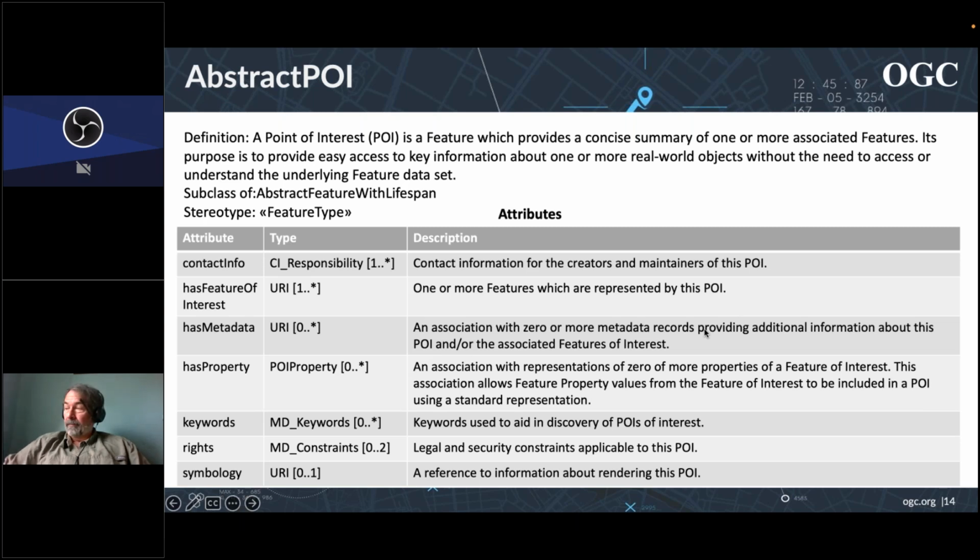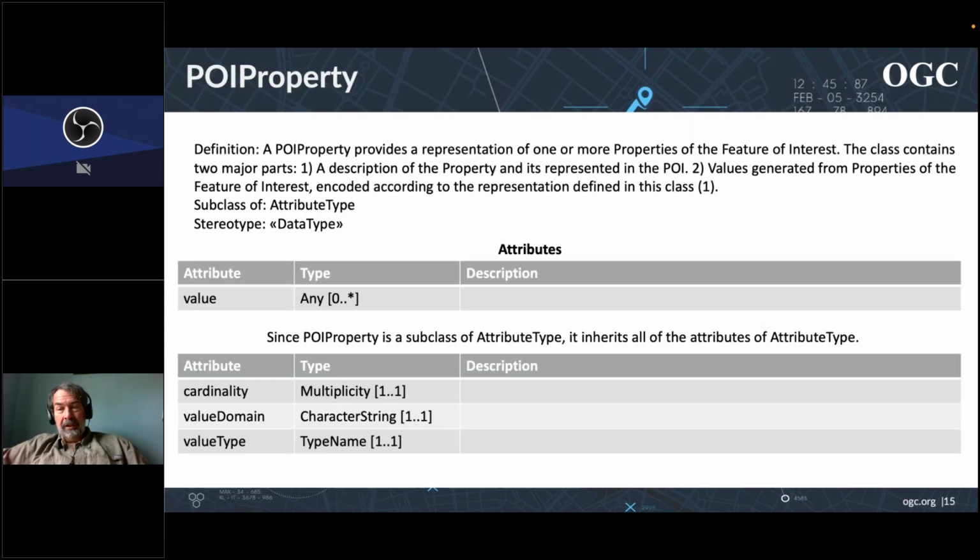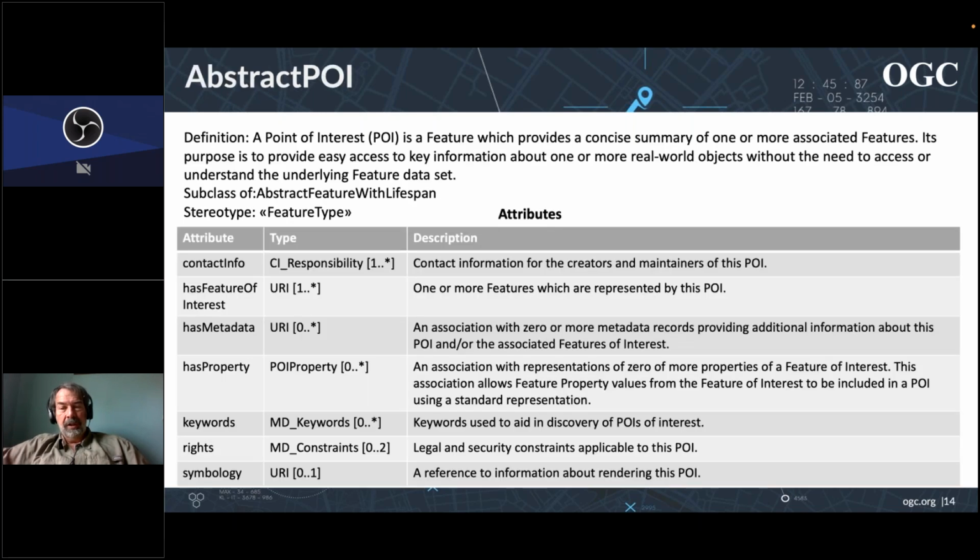Any other questions? Let me check the chat just for a moment. Okay, geometry is actually technically optional because you can have a feature that does not have geometry. And arguably you could have a POI that does not have geometry. We kind of take the philosophy that unless it absolutely has to be mandatory, we leave it optional. And when you get right down to it, an awful lot of this is not really essential in every case.